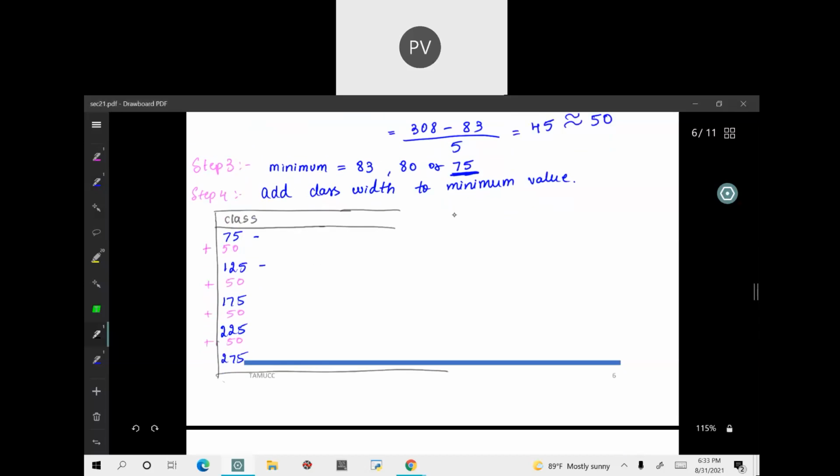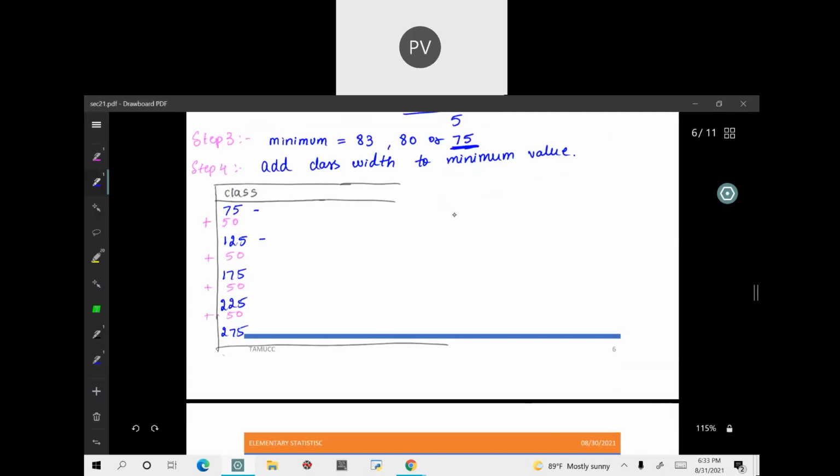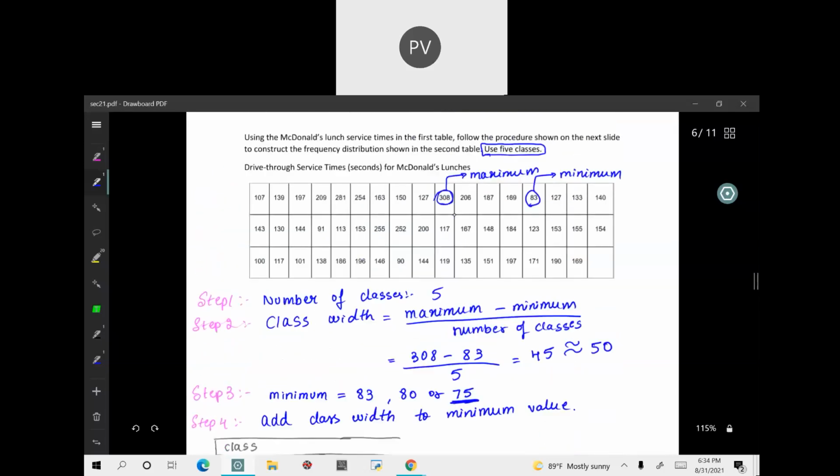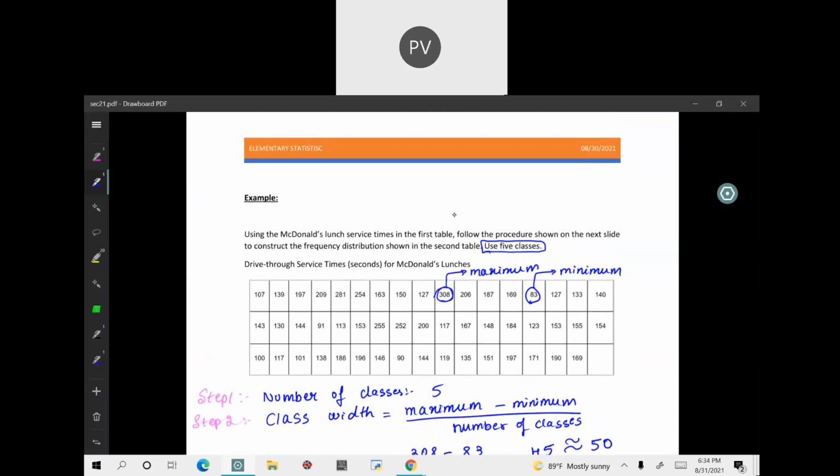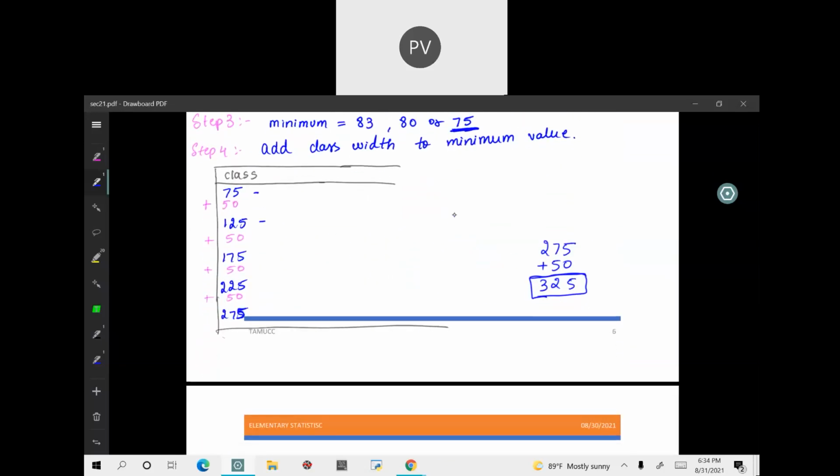So how do you know that you have to stop at a particular number? Now I stopped at 275. Why? Because if you add the class width again to this number, your answer will be 325. But come back to the table. What is your maximum number? It is 308. That's your maximum number given. If you add 50 to the previous value, it will exceed your maximum value, and that is why we are stopping at 275.